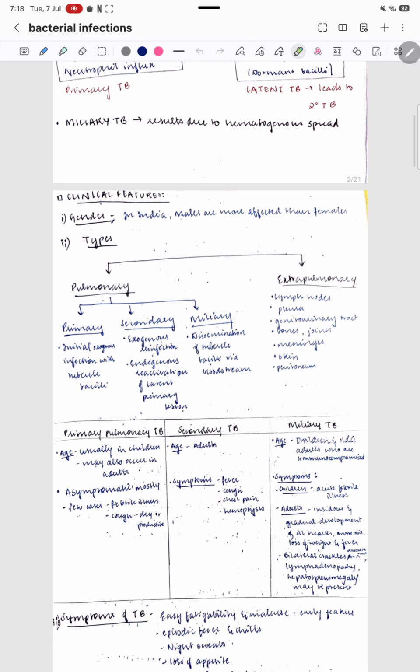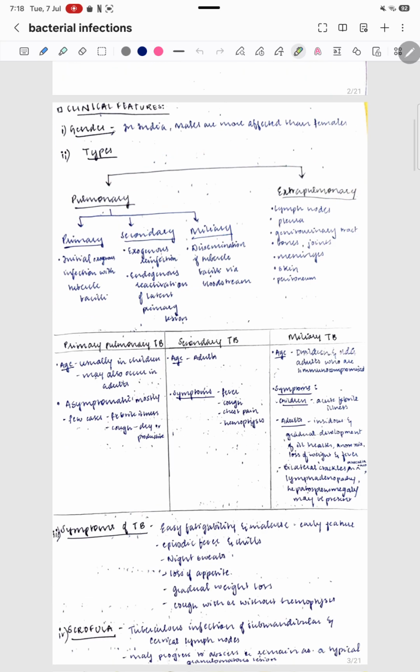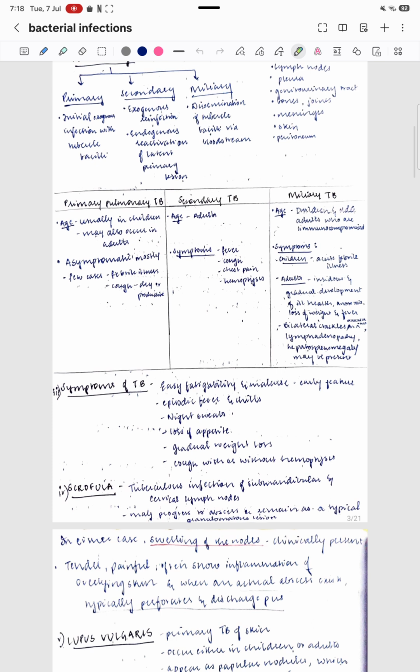Now coming to the extrapulmonary, that is TB occurring elsewhere other than the lungs, that is your lymph nodes, pleura, genitourinary tract, bones, joints, meninges, skin, peritoneum. So other than your pulmonary, it also occurs extrapulmonarily, that is your pleura, lymph nodes, genitourinary tract, skin, etc. Coming to the three types and their clinical features in pulmonary.